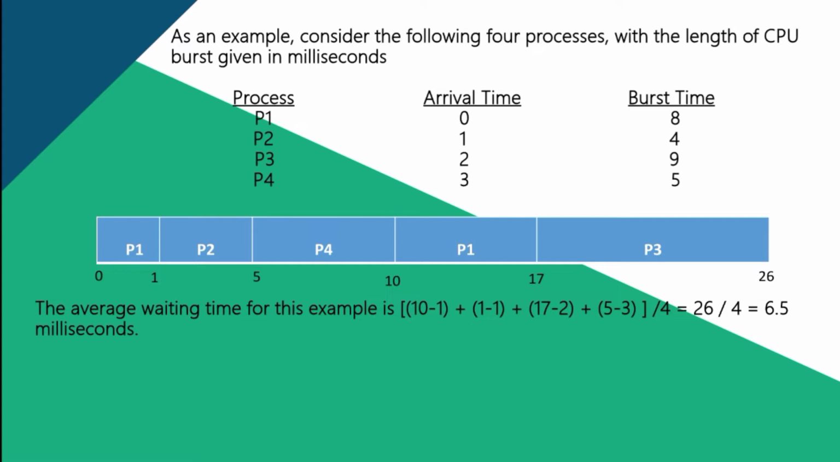So provided 10 minus 1, 1 minus 1, 17 minus 2, and 5 minus 3, we add them up and divide by 4. We have 26 divided by 4, so we only have 6.5 milliseconds. So this is considered the total average waiting time.